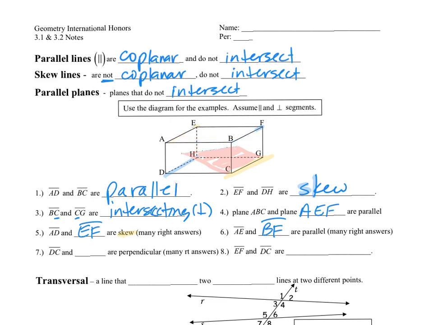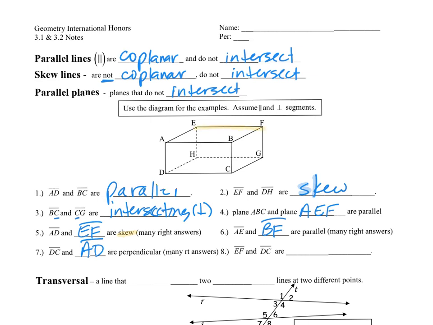All right, and then number 7 says segment DC, which is this segment, segment DC, and blank are perpendicular. So it says many right answers, but there's really just a couple of them. That would be AD and BC would be two segments that would be perpendicular to segment DC. So I'm going to go ahead and just name the first one AD. And then last but not least, EF and DC. Let's see, what would their relationship be? So EF is here. Oops, I'm going to make that a highlighter. Hold on just a second.